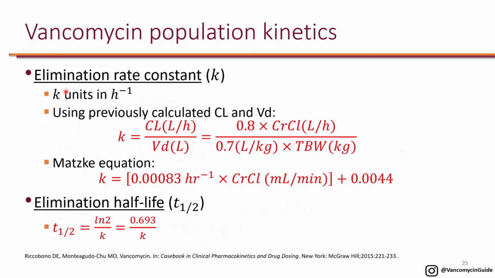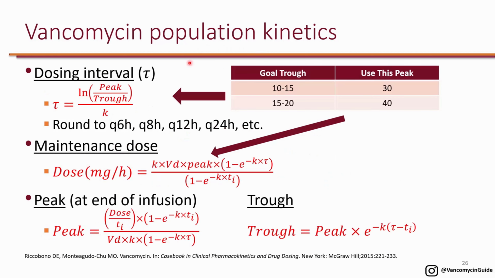So, elimination constant. We actually are going to use the Matzke equation in this class. This was derived from population kinetics, which is basically 0.00083 times creatinine clearance, this time in milliliters per minute. And then once you multiply that, you add 0.0044 to it, and it will give you K in inverse hours. And then of course you can use K to calculate half-life. And then you calculate tau.